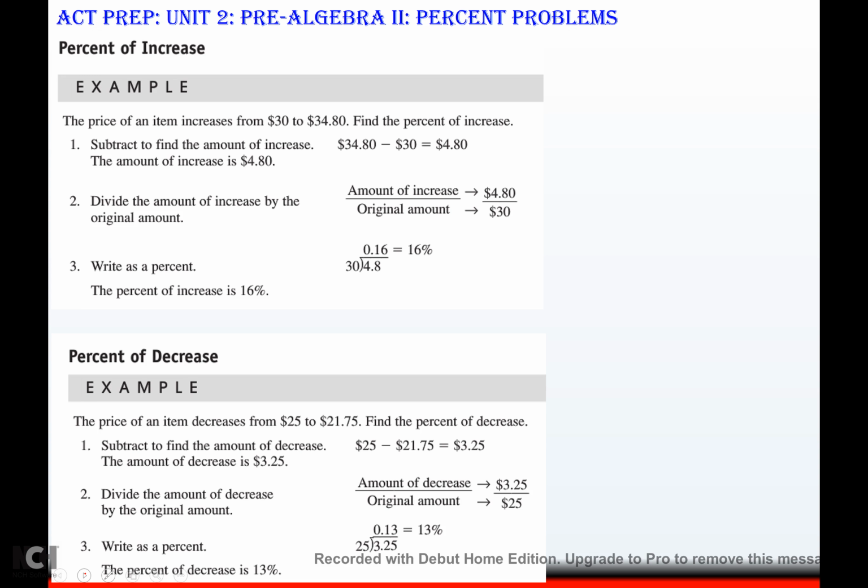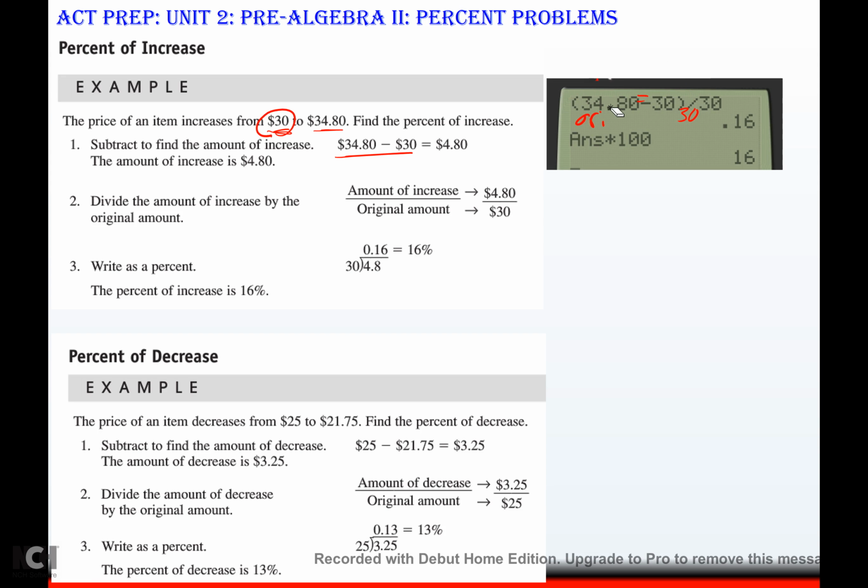Okay, so a couple examples. One, the price of an item increases from $30 to $34.80. Find the percent of increase. They kind of stretch it out here. Your formula is the difference over the original. So to find the difference in the prices, I'm going to do $34.80 minus 30, which is $4.80. And the original amount was 30. So the difference in the amount was $4.80. I divide that by 30. They're doing it by hand. Crazy. Type it in the calculator.